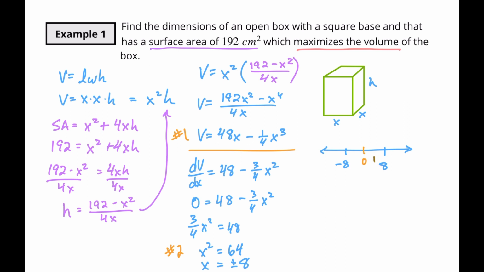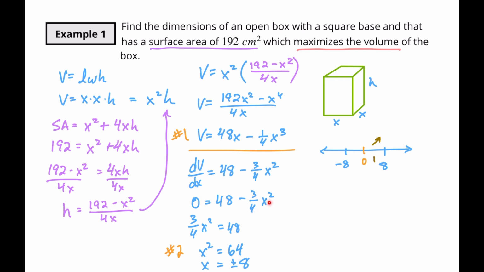I'm going to choose 1. If I put 1 into my derivative, I'm going to have 48 minus 3/4 times 1 squared. Well, that's going to be 48 minus a small number, but that is going to end up being a positive number. So I'm going to be going up with my slope. And then if I choose a number bigger than 8, let's say I pick 10, now I've got 48 minus 3/4 of 10 squared. 10 squared is 100.